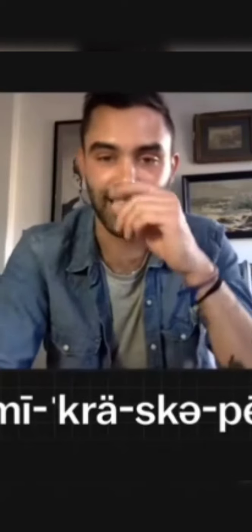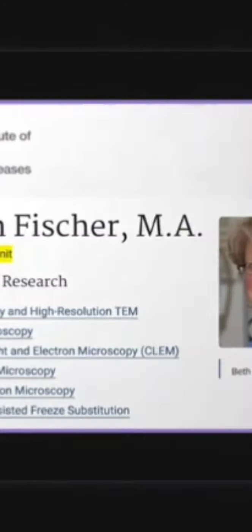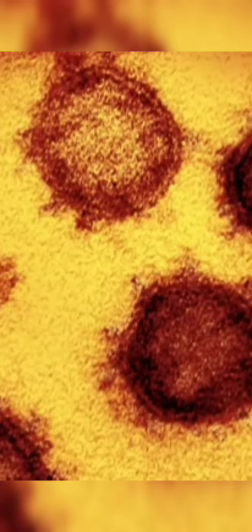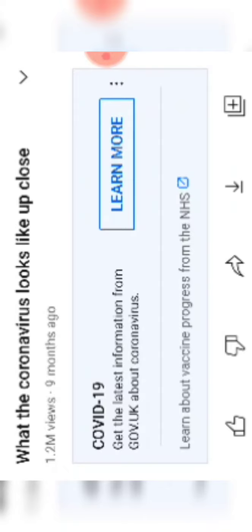Bow. Yes, so that's how you pronounce it. Okay, that's a good start. And the other is Beth Fisher. Her team at NIAID, the National Institute of Allergies and Infectious Diseases, created those initial images of the virus. The ones you'll start to notice embedded.